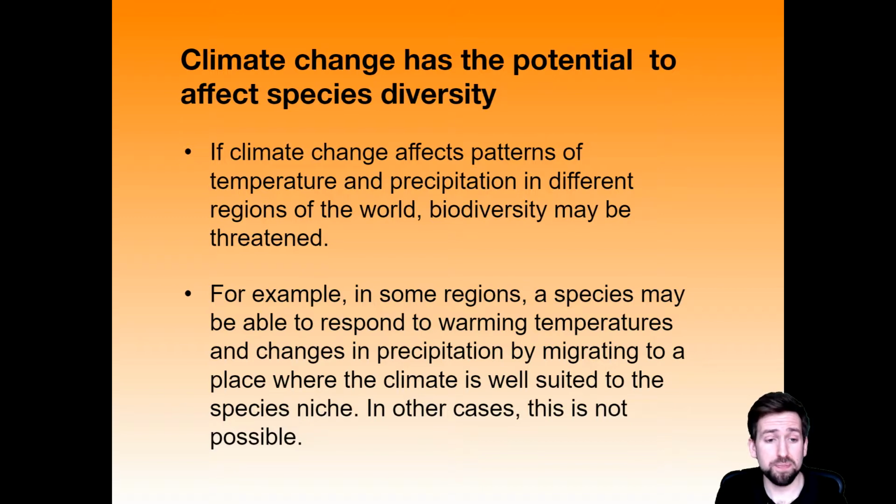So, for example, in some regions, a species may be able to respond to warming temperatures and changes in precipitation by migrating to a place where the climate is well suited to the species' niche. In other cases, this is not possible. This is especially true for plants. If they can't spread their seeds to areas where the seeds will grow and thrive, then that plant is going to die out.